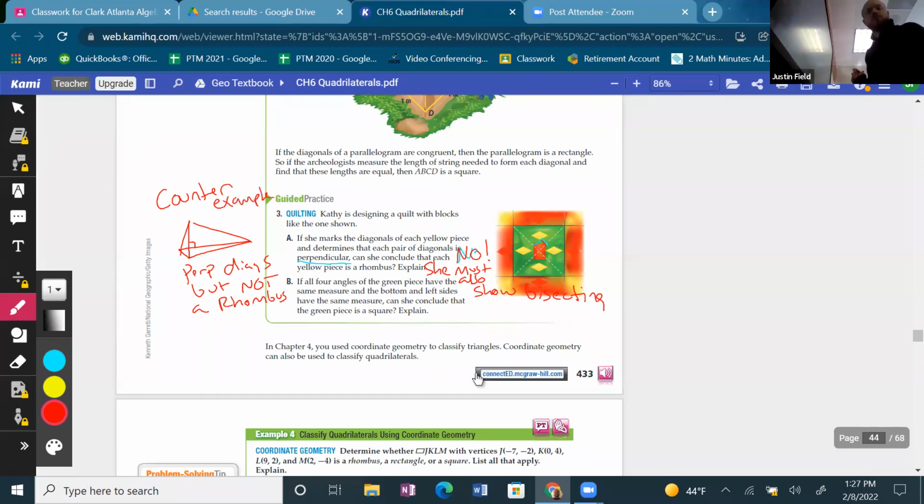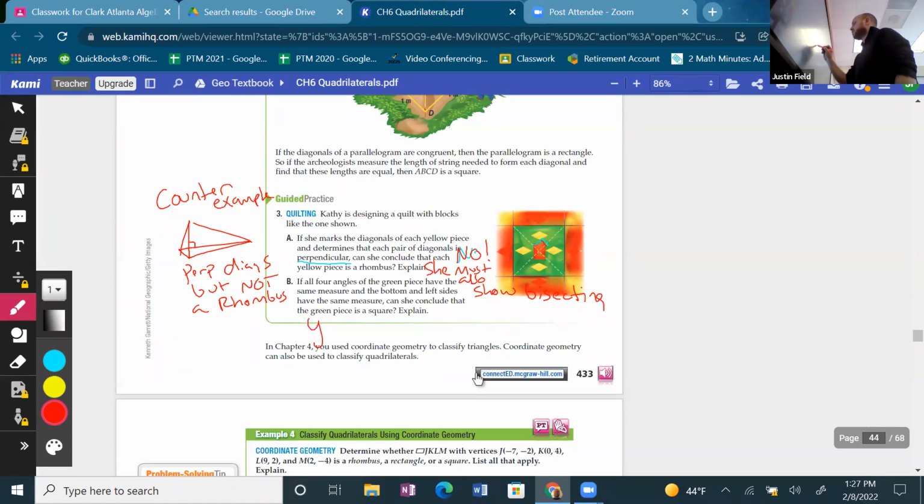From back in October. It only takes one example to show that something's not true. That's called a counter example. If all four angles of the green piece have the same measurement, and the bottom and left sides have the same measure, can she conclude that it's a square?